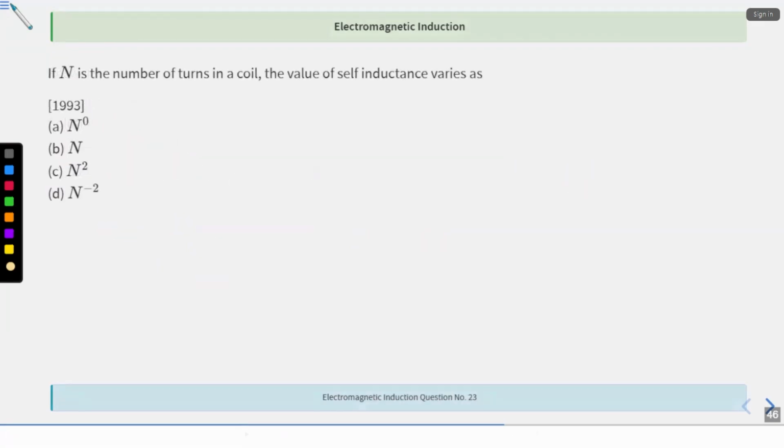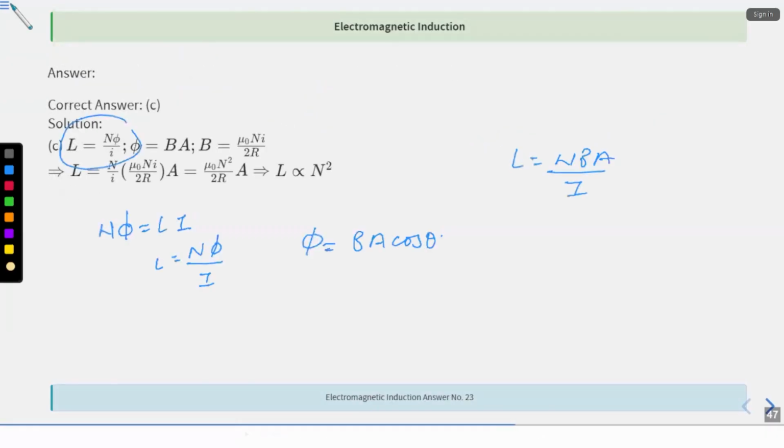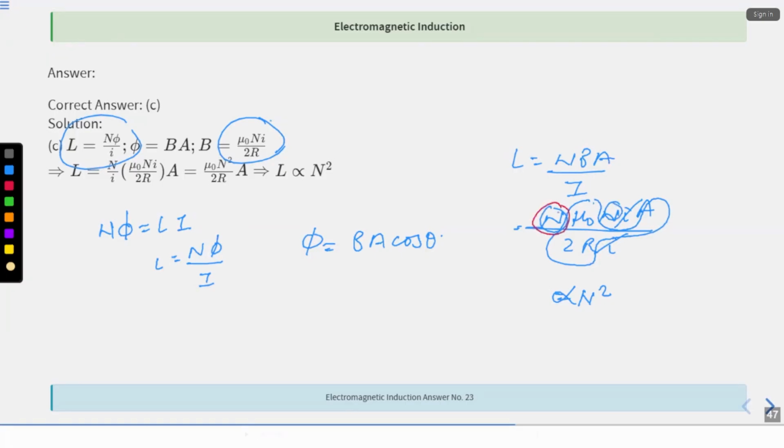For now, they are asking for a coil. So let's take a circle. We can take any geometry. So they are taking a circle here. And B would be given by mu naught N I upon 2R, into A by I. So I and I will get cancelled, and you would be left with N square, basically directly proportional. The rest of the terms I would take into the proportionality constant. So I would be left with two N's, one is this and one is this one. So it would be proportional to N square.